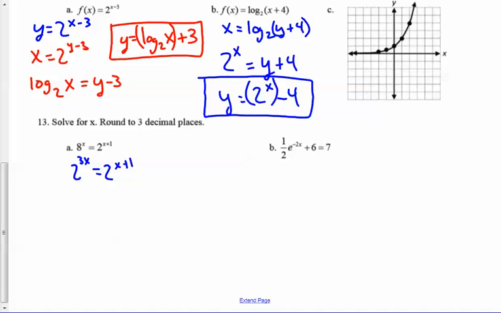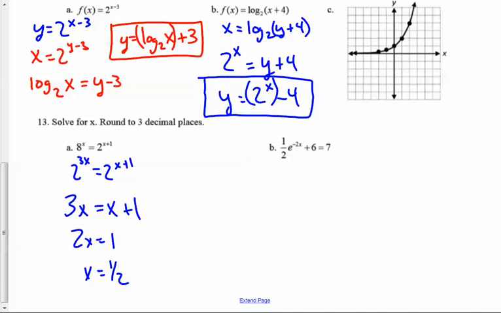Now it's much easier because now all I have to do is set the exponents equal to each other. Because if it's the same base, and they're equal, then the exponents have to be equal also. So 2x equals 1, and x equals 1/2.